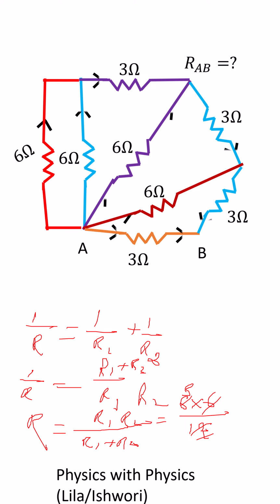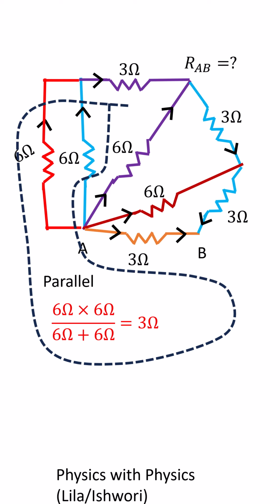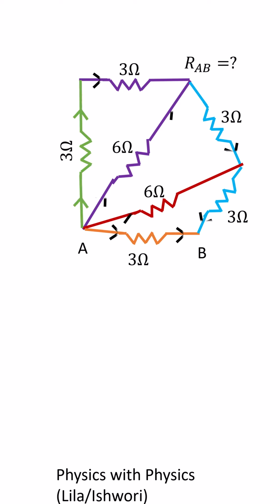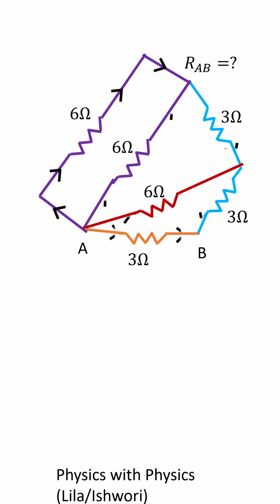Okay, the equivalent resistance between these two resistances is 3 ohm. Let's replace them by their equivalent value, 3 ohm. Again, now these 3 ohm and 3 ohm resistances are in series, and their equivalent resistance is 6 ohm. Let's replace them by 6 ohm. Now again, this 6 ohm, this 6 ohm, and this 6 ohm are in parallel.